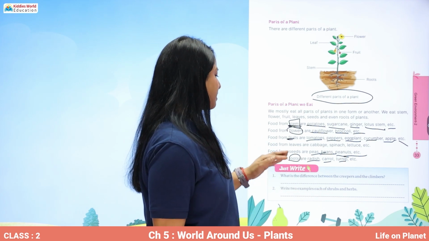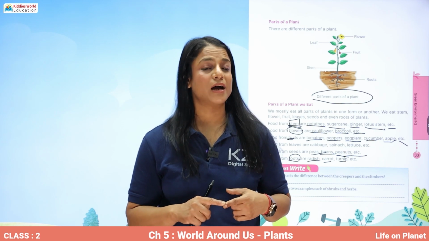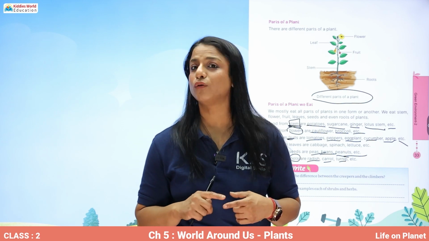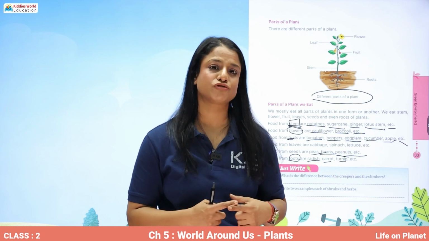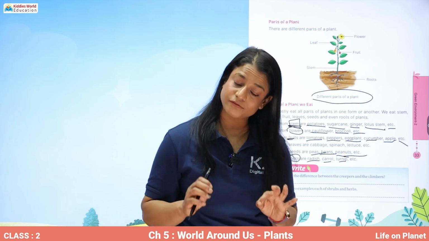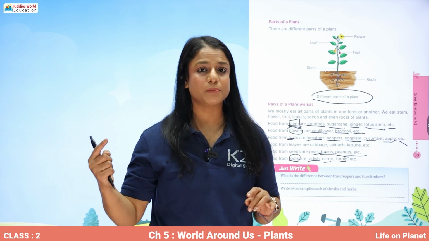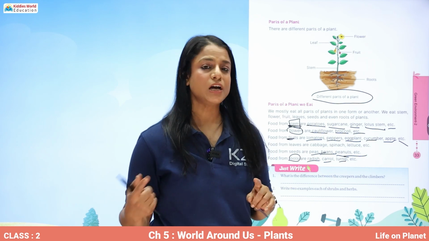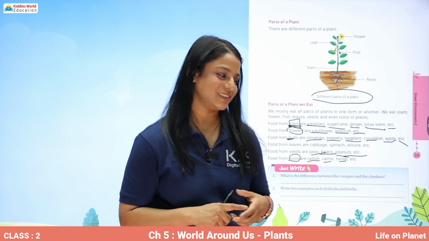Let's write what is the difference between creepers and climbers. Creepers are the plants with weak stem and they grow along the ground. For example, pumpkin, watermelon, strawberry. Climbers are the plants which also have a weak stem, but they can climb up with the help of support. For example, grapevine, money plant, pea plant.